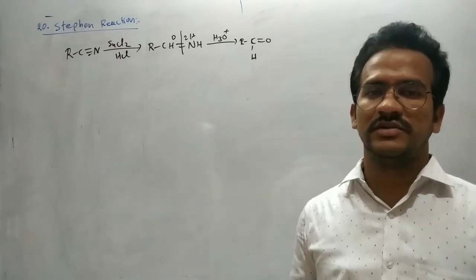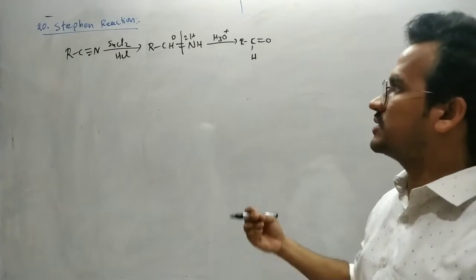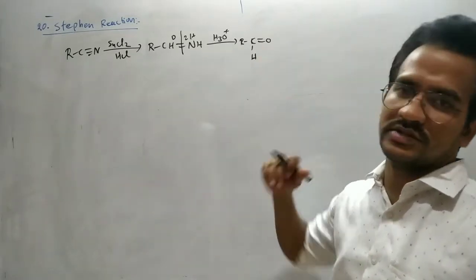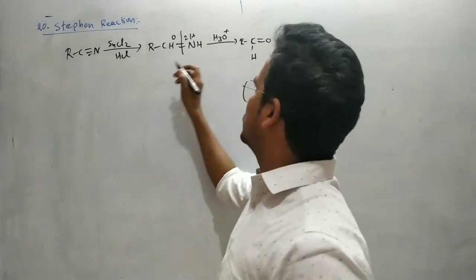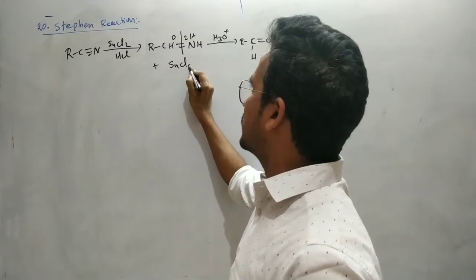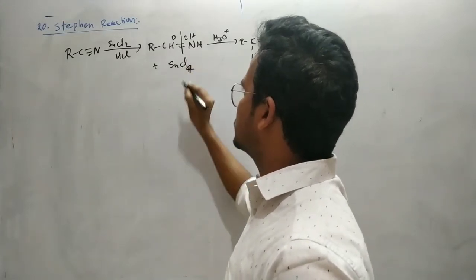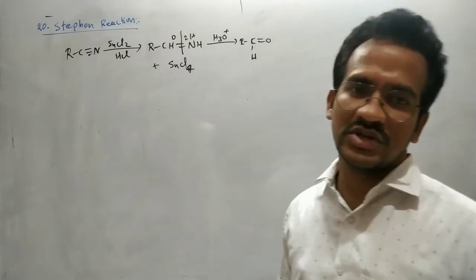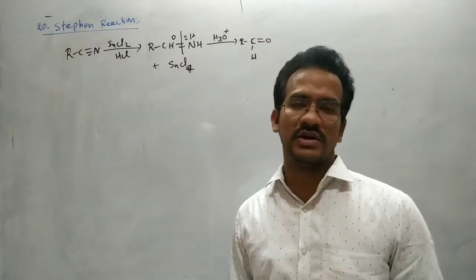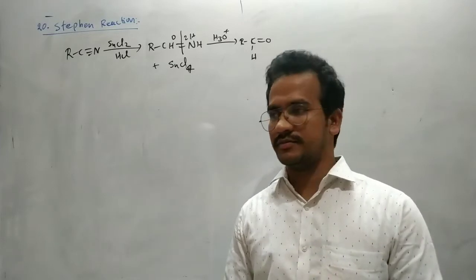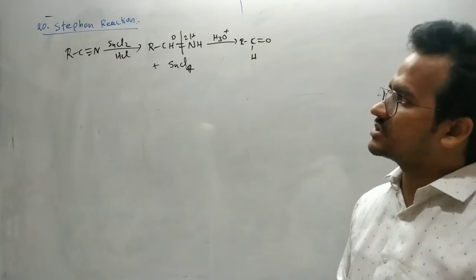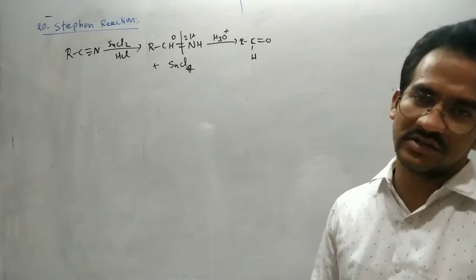It is a conversion of cyanides into aldehydes by reacting with stannous chloride in the presence of HCl, followed by hydrolysis. Here SnCl2 is converted to SnCl4, that means Sn2+ is converted into Sn4+, so it is oxidized. It acts as a reducing agent in this reaction. That's why it is the Stephen reaction, also called the Stephen reduction reaction.